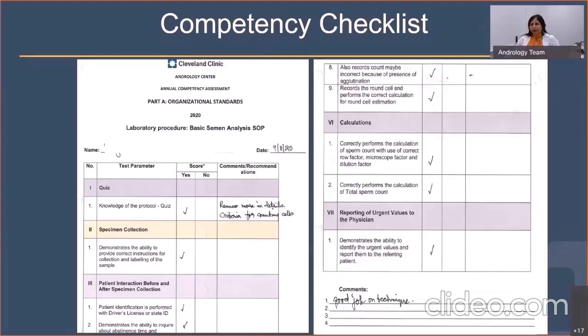So once they have been checked off on all the components, they are classified as competent in performing the basic semen analysis test. But if they have failed, then I will go back and redo the competency assessment, and only after they have been deemed competent are they allowed to do the testing in the lab.